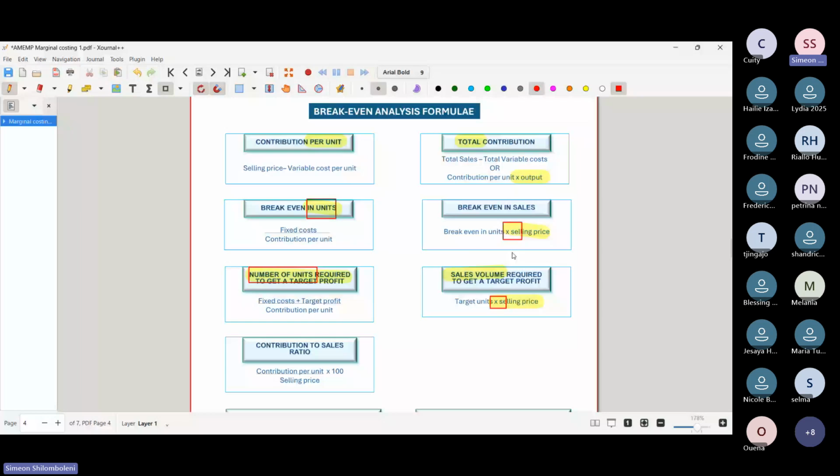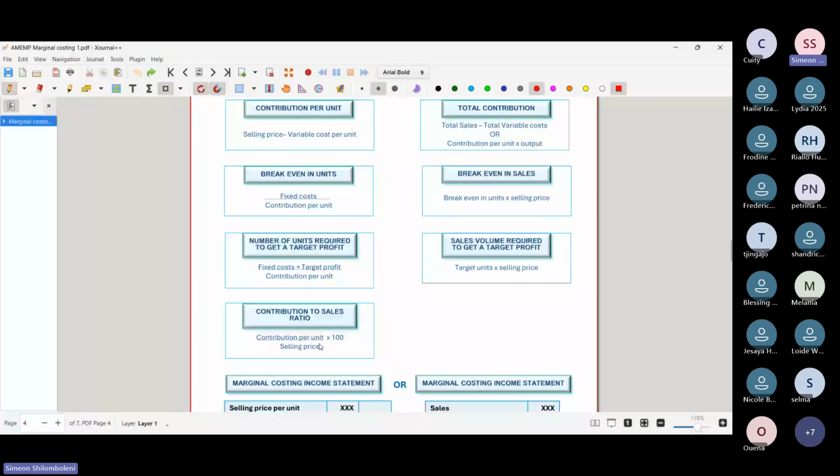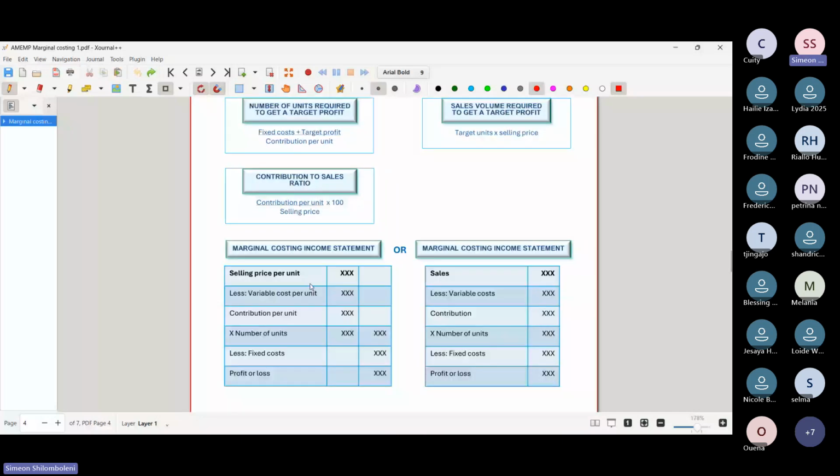We'll start doing it now practically. And the fourth formula, which is contribution to sales ratio, is the same as what we call gross margin at ordinary level. I think it's also at AS level, gross margin, where contribution per unit divided by selling price. Contribution is like gross profit divided by the sales times 100. And this one is just an income statement, which is made out of what we have on top there.